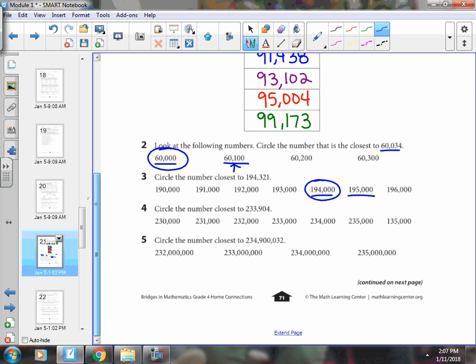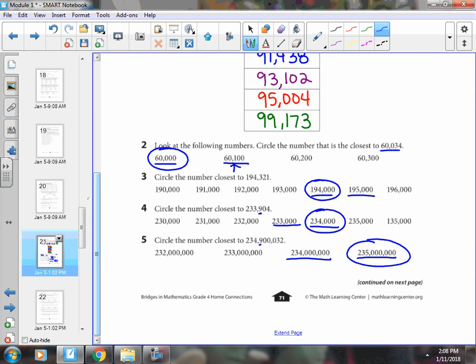Okay, number 4, circle the number closest to 233,904. It's somewhere between 233 and 234. This 9 tells me that it's closer to the bigger number. Number 5, circle the number closest to 234,900,032. It's between 234 million and 235 million. And again, that 9 tells us it's closer to the bigger number.